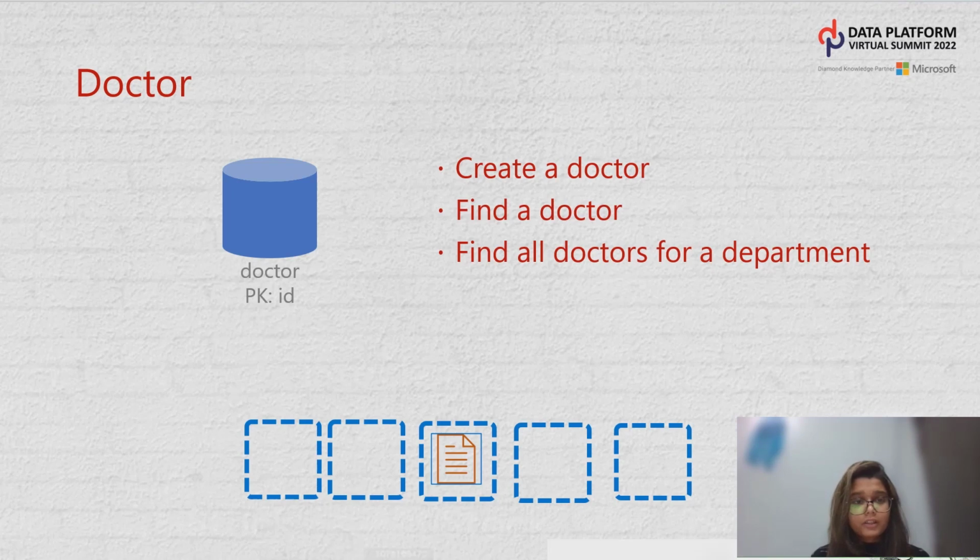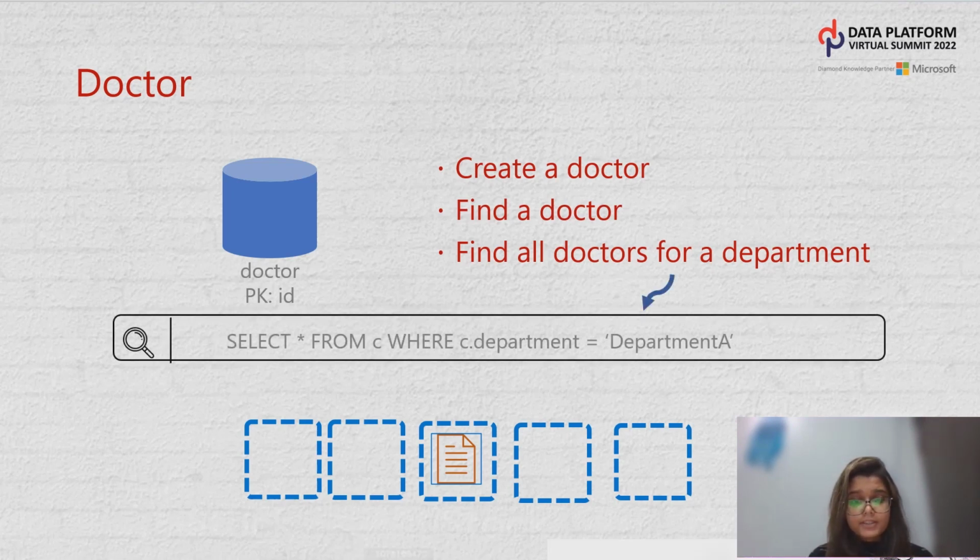Now for the purpose of this exercise, let's assume that we define ID as our partition key, which seems a fair choice because our data is evenly distributed and we can query by doctor ID whenever we need to query. So for this example, let's look at the queries. Create a doctor is simple enough. You don't need to define the partition key. Find a doctor, you can query by doctor ID. It would be a point query.